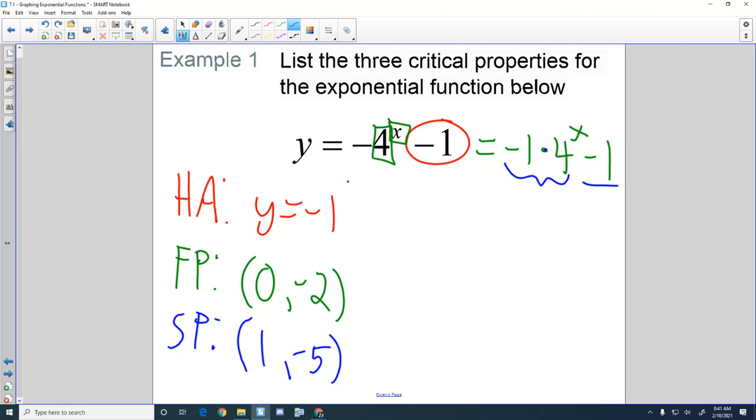Alex, did you want this sheet? Yeah. Good luck, everybody.